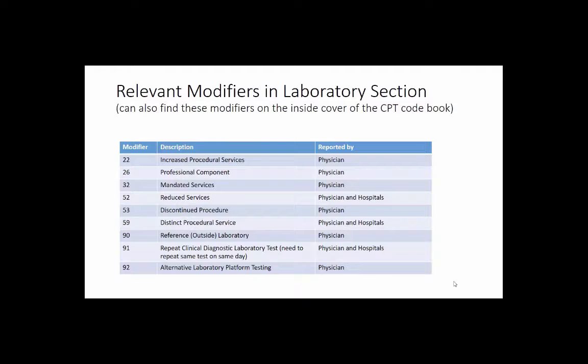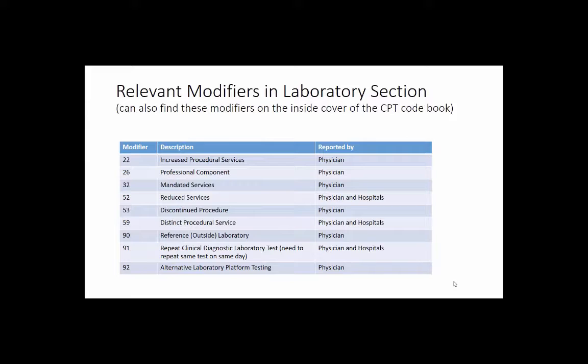There are certain modifiers that you will use when you are coding in the pathology and lab section. They are listed here as well as in your textbook, as well as on the inside cover of your CPT code book. And you see I have in the far column on the right hand side who would be using those codes. For example, modifiers 22, 26, and 32, the first three, would be reported by the physician, but modifier 52 for reduced services could be reported by the physician or the hospital.